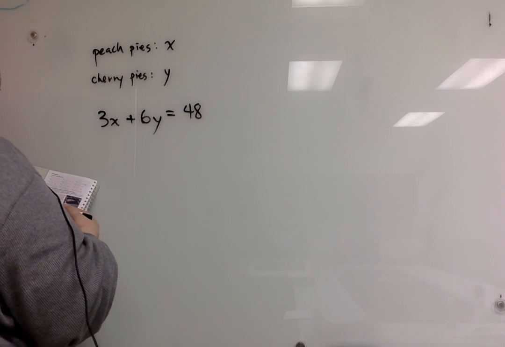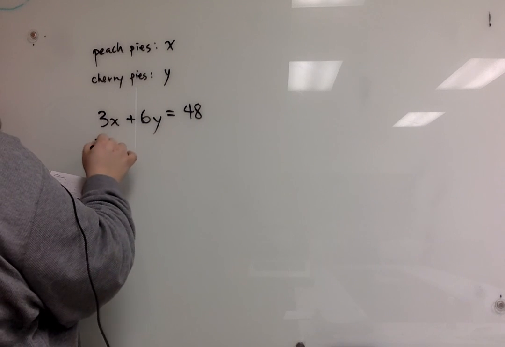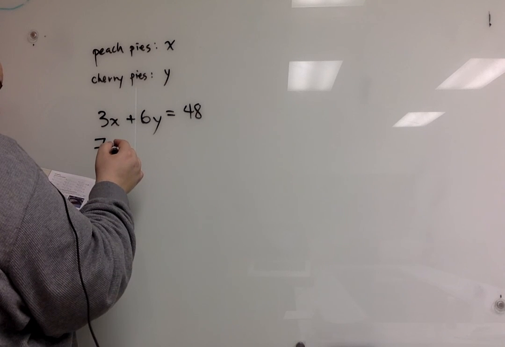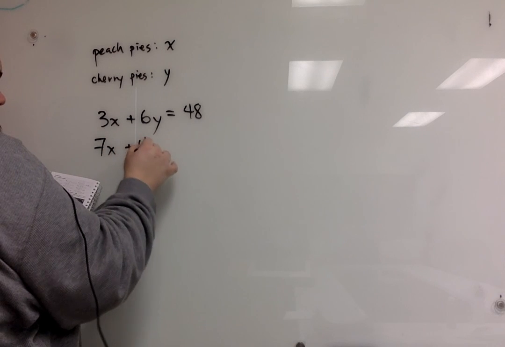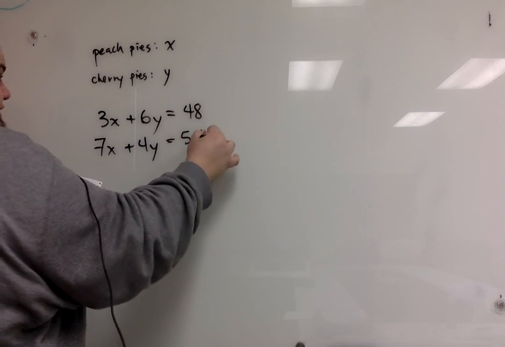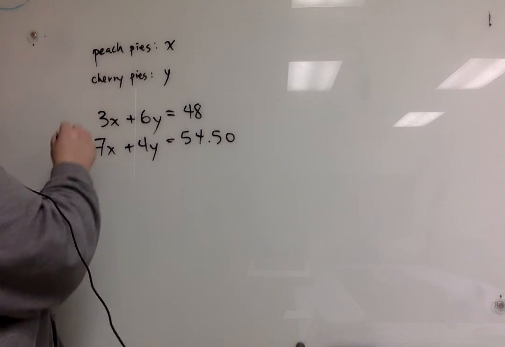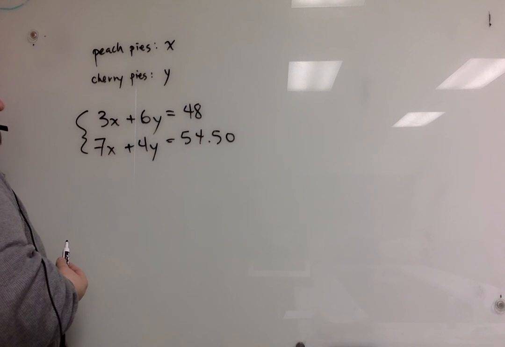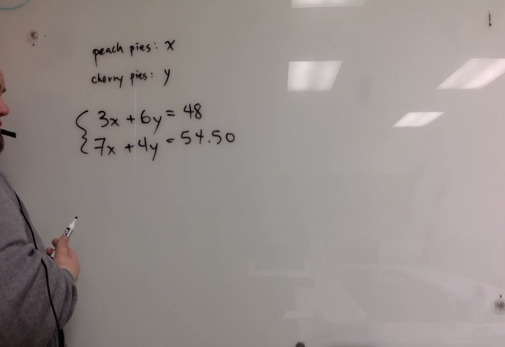And then the next sentence says he spent $54.50 to make 7 peach and 4 cherry. And that was $54.50. So you can see, once again, we set up our equation. Now we need to figure out what would be our best steps to solve. Do we want to use the addition method or elimination method? Do we want to use substitution? Do we want to use some other method, like graphing?